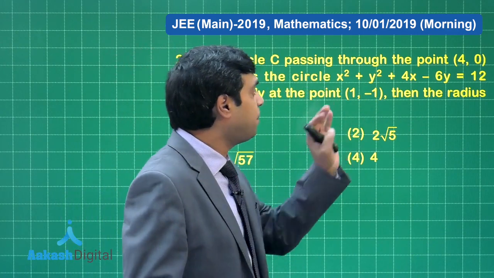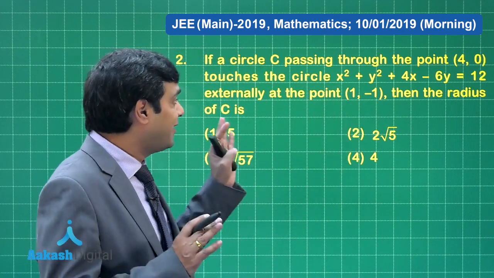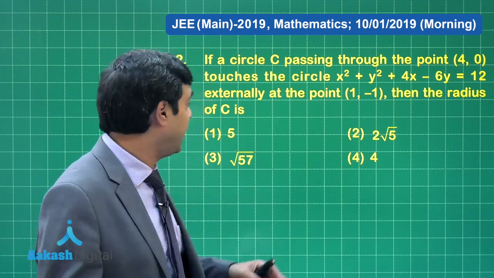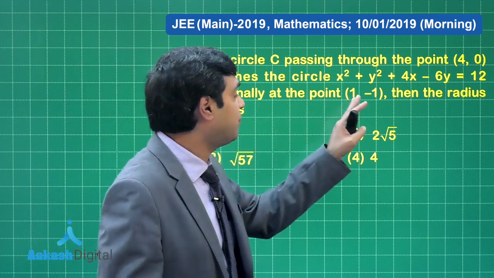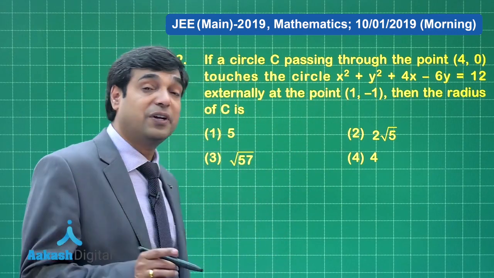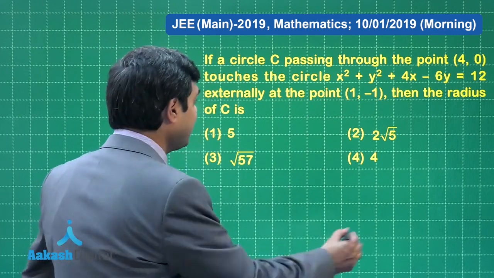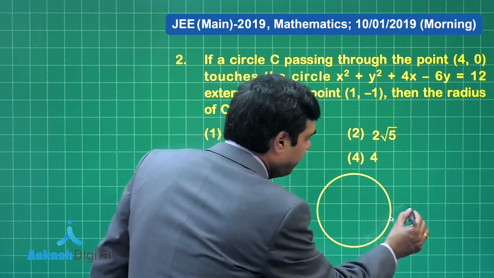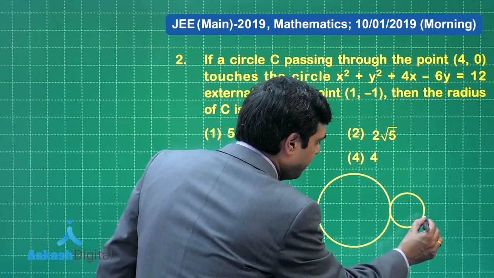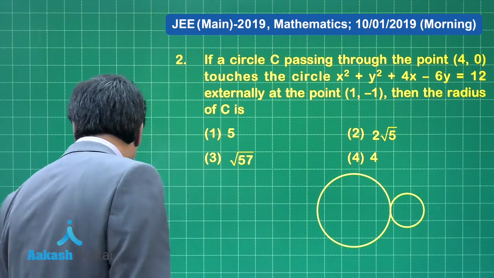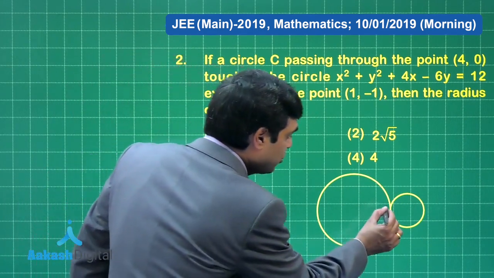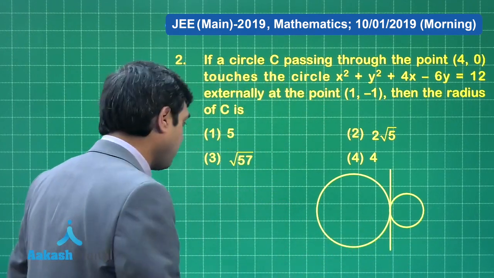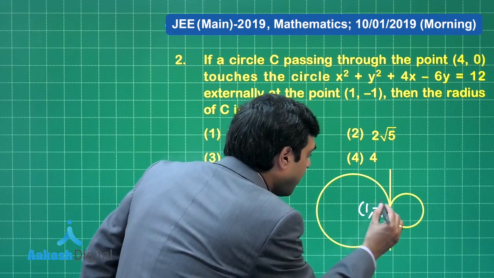If a circle C passing through the point 4, 0 touches the circle x square plus y square plus 4x minus 6y equals 12 externally at the point 1, minus 1, then the radius of the required circle C is. So the question is saying there is one circle. Say for example, we have a circle like this and we have another circle, say for example like this. Now these two circles are touching each other externally, so we can draw a line at the point of contact in this fashion. It is given that the point of contact is 1, minus 1.